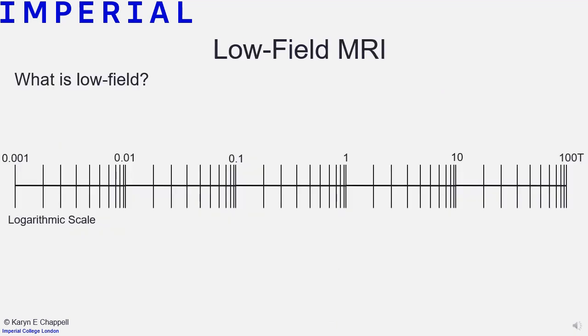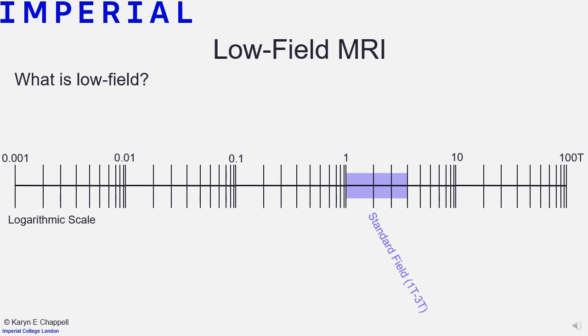So what do we mean by low field? There's not much agreement on this one, so I've had to put it on a logarithmic scale from 0.001 Tesla to 100 Tesla because there's a huge range of fields that people are now using clinically. Most people are going to be familiar with what I've called standard field, and that includes your 1.5 to 3T systems, basically your workhorse scanners.